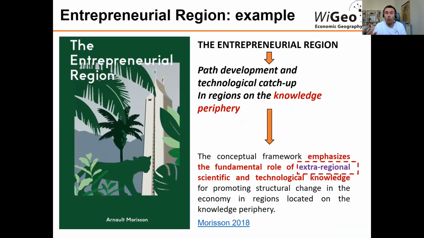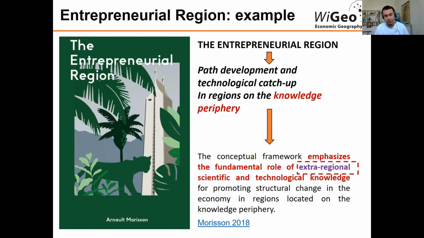But they also have their own approach, and one of the most relevant ones, to the best of my knowledge, has been developed by a colleague of mine, Arno Morrison. The entrepreneurial region focuses on Medellin city in Colombia, and he addresses the entrepreneurial region concept through the lenses of evolutionary economic geography. It is also a very interesting reading, also archived in your OLAT platform.